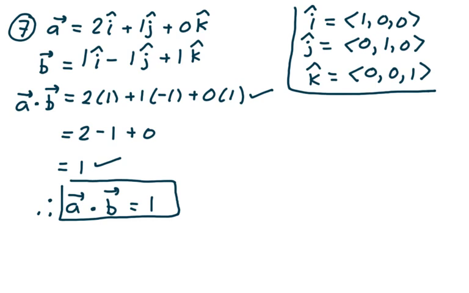Now, if I want the dot product of A and B, I'm going to get 2 times 1 plus 1 times -1 plus 0 times 1. And that's equal to 2 minus 1 plus 0, and that's equal to 1. So the dot product of A and B is equal to 1. That's number 7.